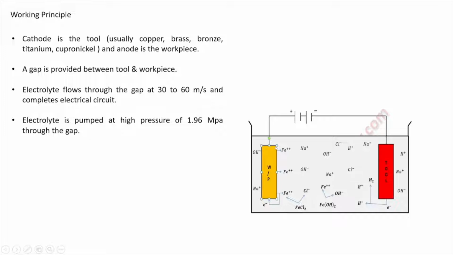If we take an example, say we want to machine low carbon steel. Low carbon steel is primarily a ferrous alloy. This low carbon steel is actually made up of iron. Just a minute.